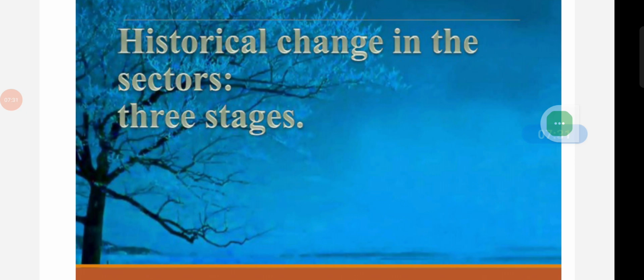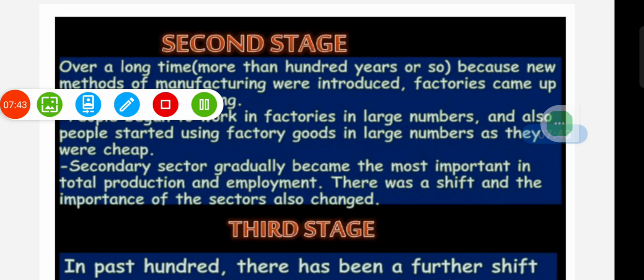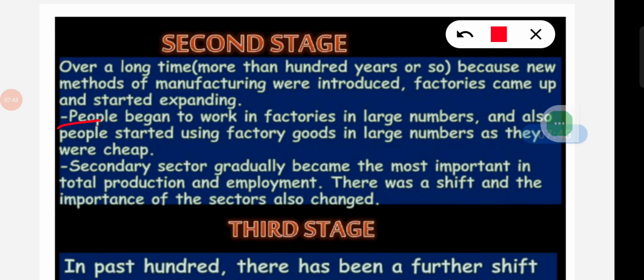Historical change in the sectors, three stages. The second stage: over a long time, more than 100 years, new methods of manufacturing were introduced, factories came and startups expanded. People began to work in factories in large numbers, and also started using factory goods instead of handmade goods. The secondary sector gradually became important in total production and employment. The importance of the sectors also changed.